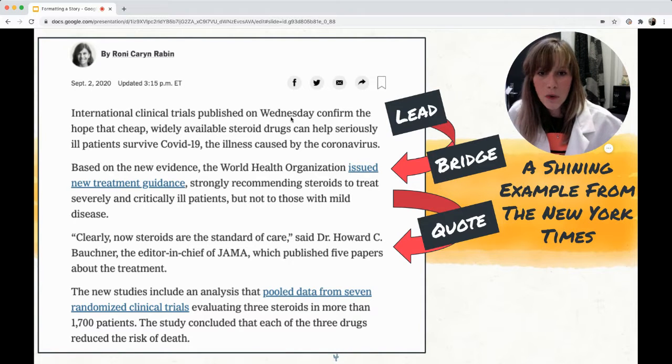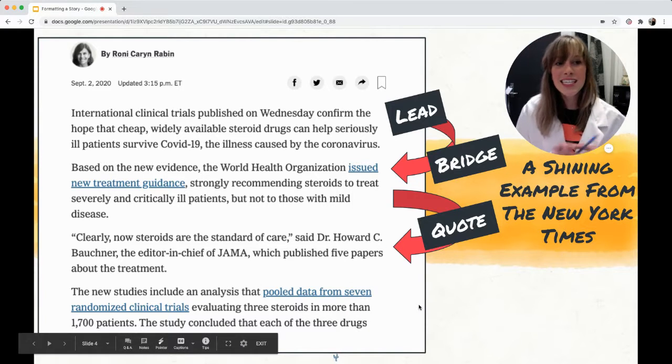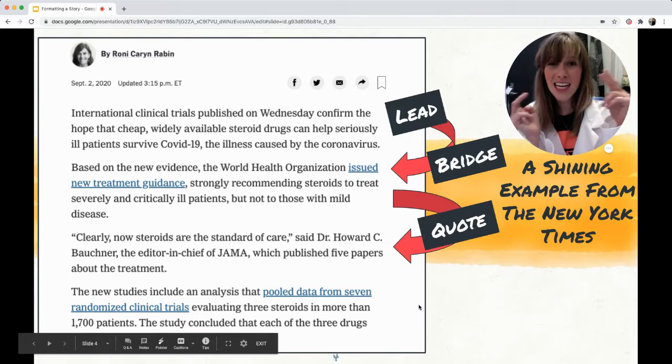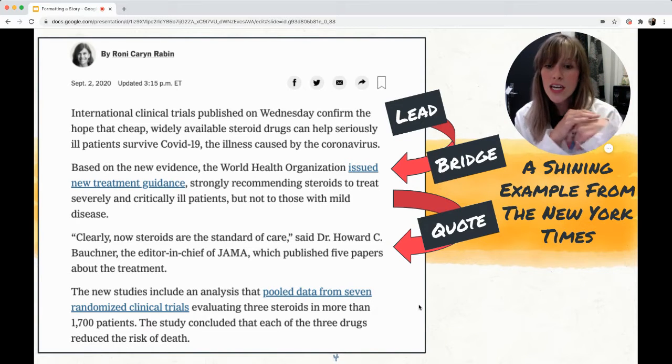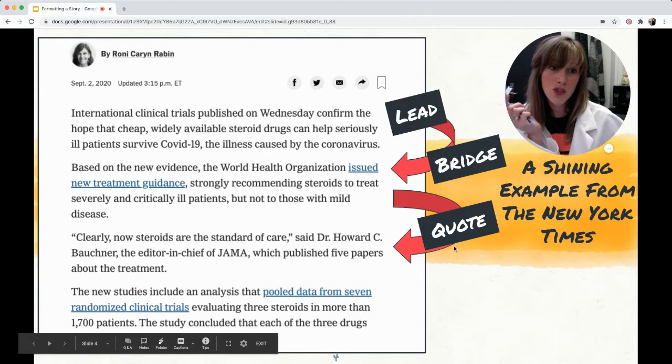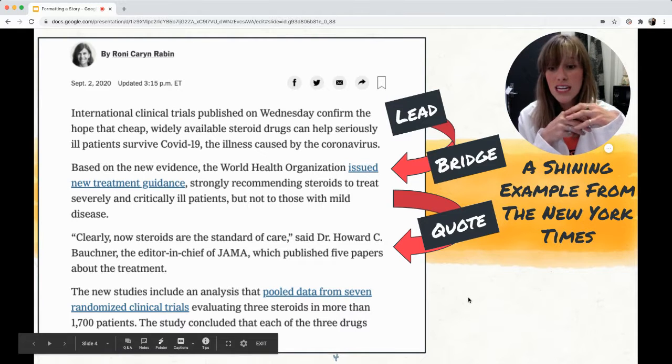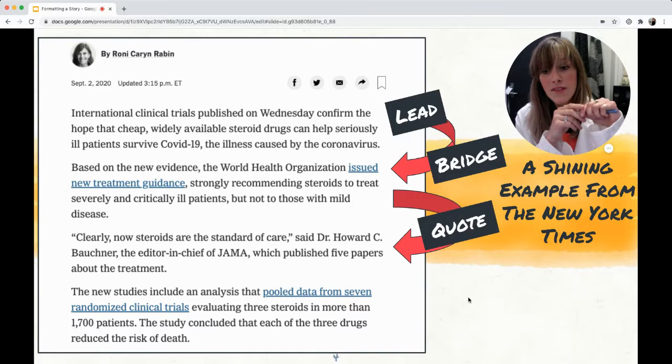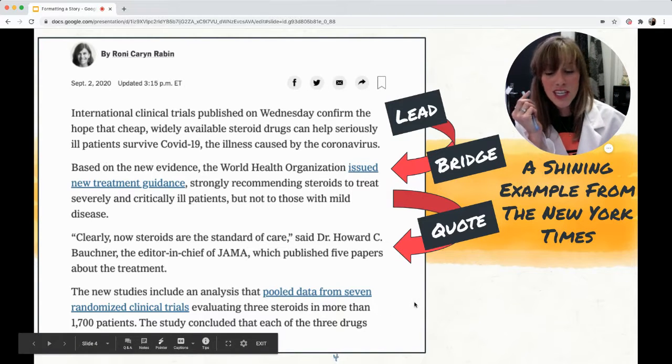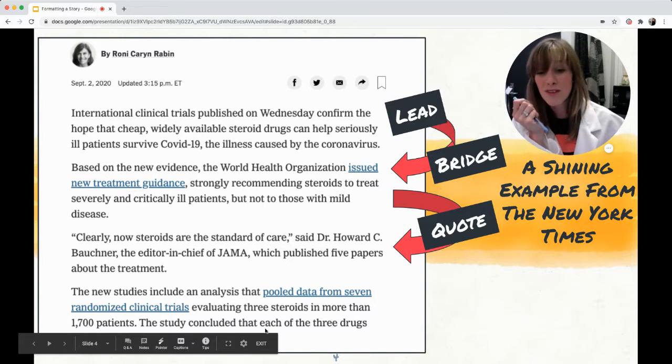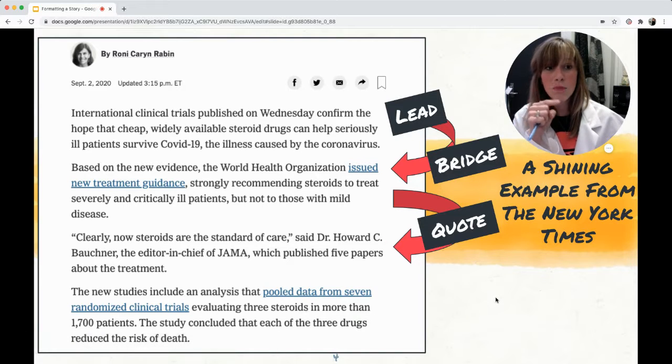Okay, lead, important, bridge, supports, quote, ties us. Now we're going to go into our next, I'm going to call it a lead. It's kind of our next topic sentence for the next part of the story. It's going to say, the new studies included analysis that pooled data from 7 randomized clinical trials. So this is telling us that there's more information here. It's not as important as this. It's telling us how we even got this information, and it came from these clinical trials. Then we're going to have a bridge, and then we're going to have another quote. Okay, lead, bridge, quote.